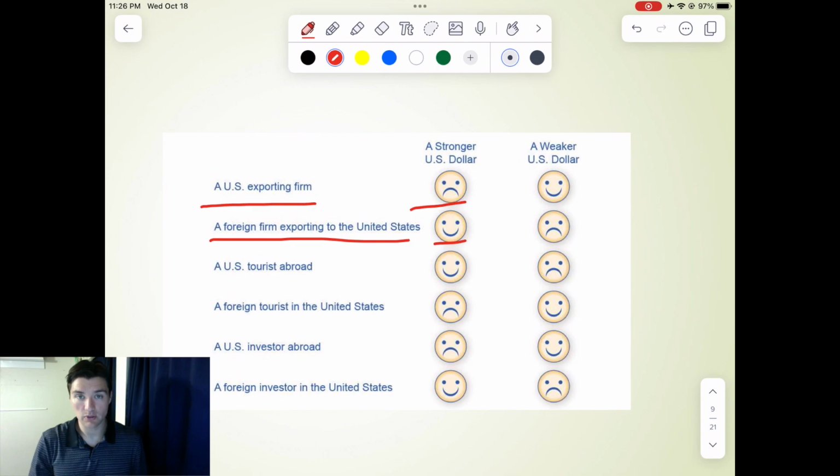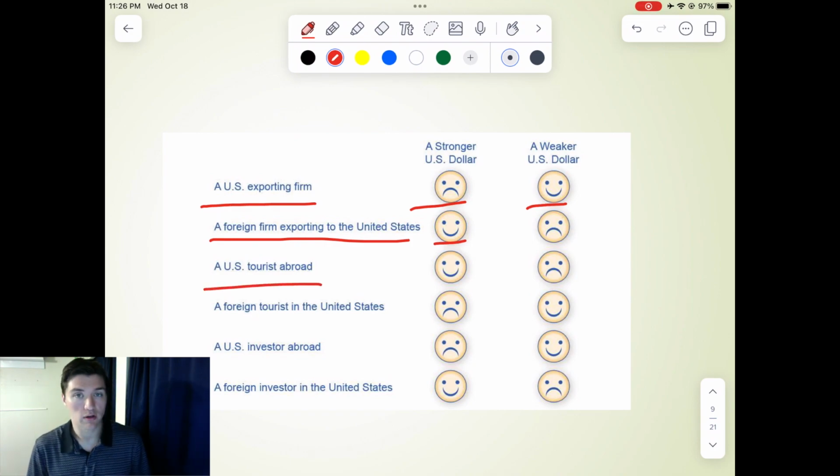But the U.S. exporting firm, they like a weaker dollar. Because a weaker dollar means that the foreign currency is stronger, meaning they can buy more U.S. goods. And if they can buy more U.S. goods, that's more exports.